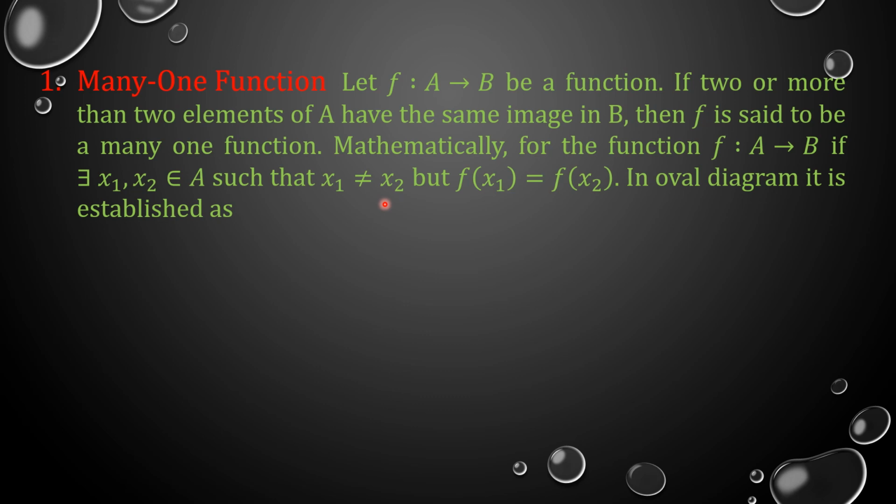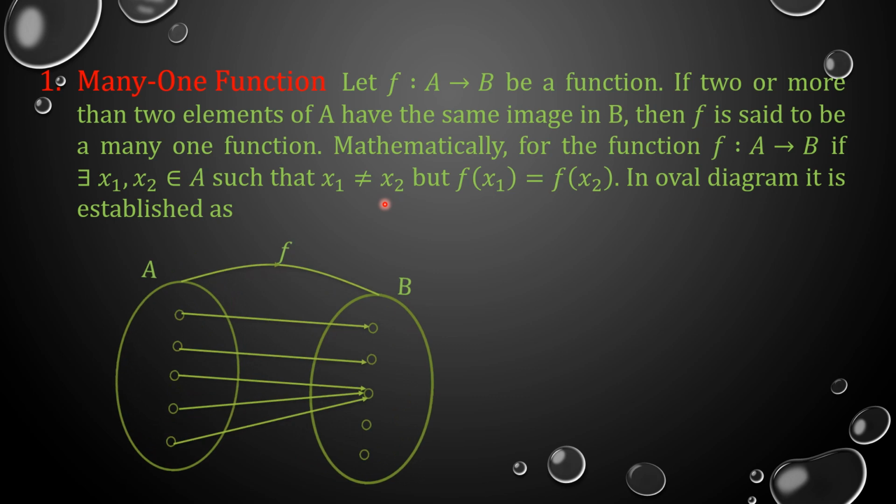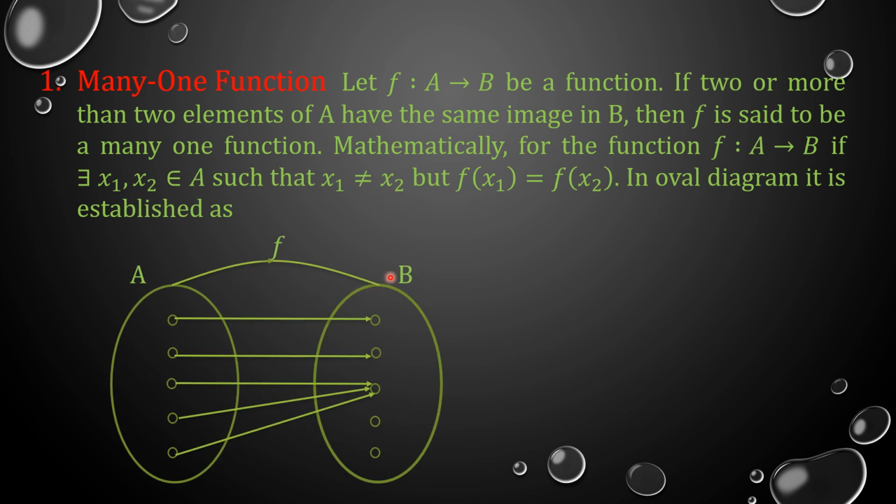And it can also be established in an oval diagram. You see the oval diagram here. This is the oval diagram for a many one function. We have a function f from A to B. A is the domain, B is the codomain. A is holding some elements here, you see 5 elements. B is also holding some elements. You can take more than 5 elements also.